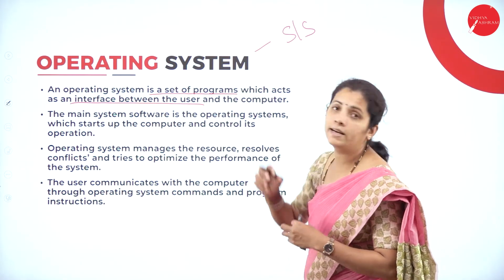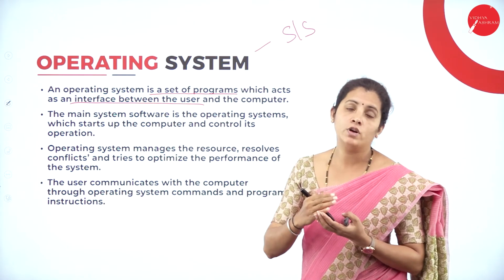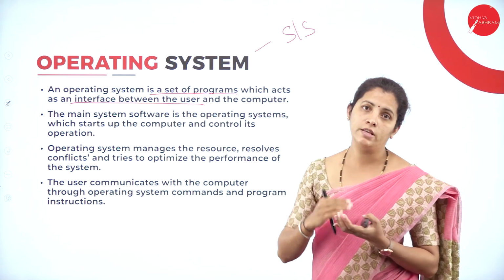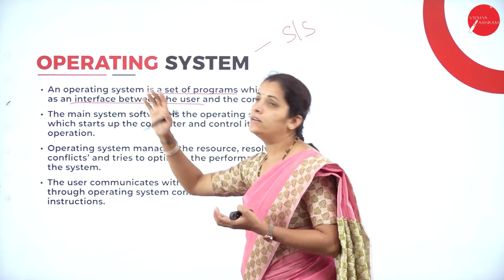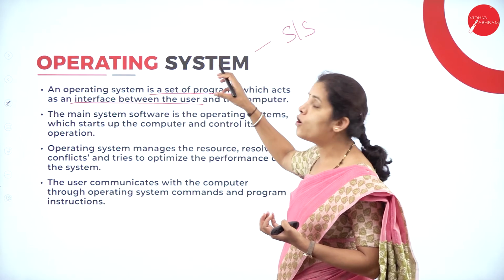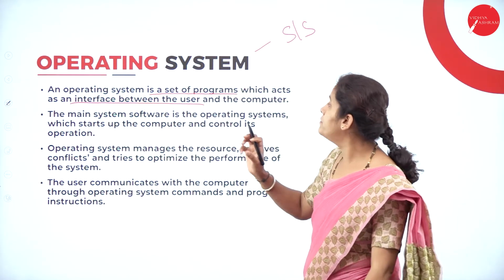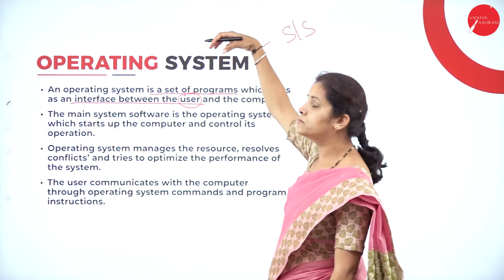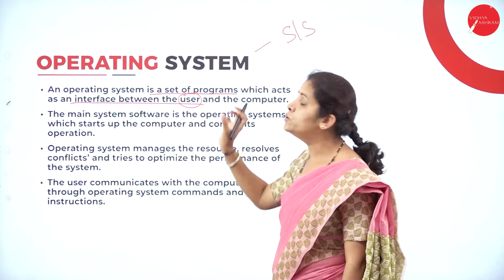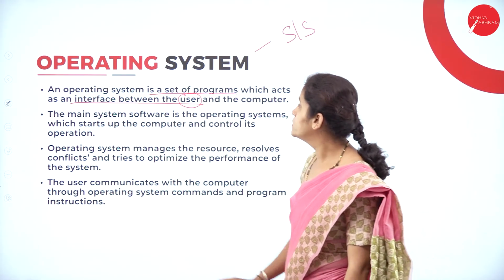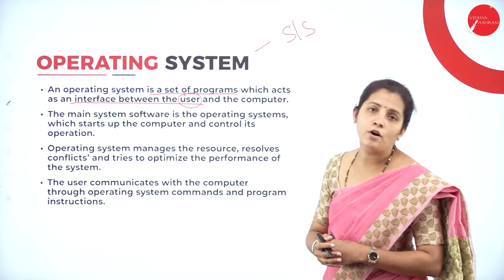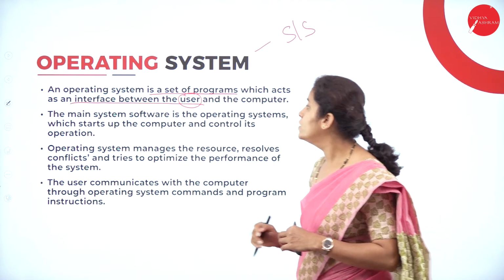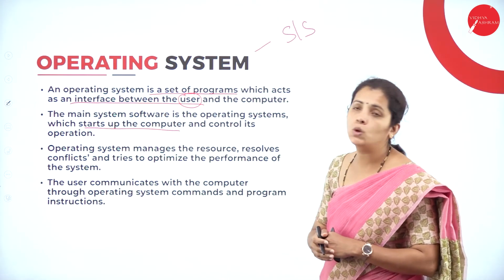That means the operating system provides the platform for the user to execute their programs or to work on the computer system. So an operating system is a set of instructions or programs which act as an interface between the computer and the user. The main system software is the operating system, which starts up the computer and controls its operation.